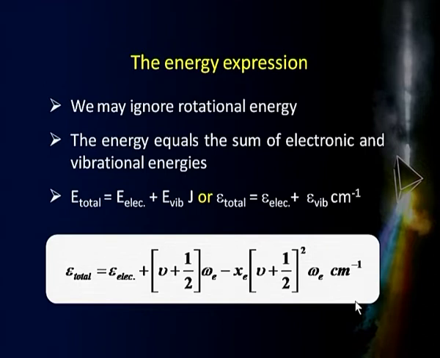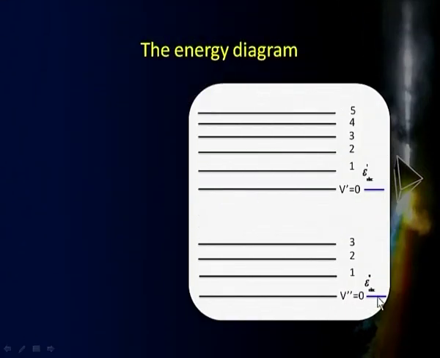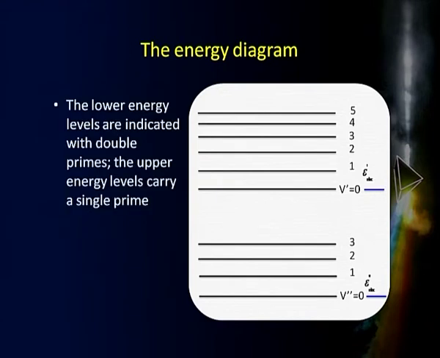If this is the energy expression, what is the energy level diagram? The energy diagram will look something like this, wherein this is my electronic ground state, this is my electronic excited state, and within each one of them there are the corresponding vibration energy levels. So, V is equal to 0, 1, 2, 3 and so on here also. Now, you have to make note of two things. First, the lower energy levels are indicated with the double prime, that is a matter of convention. That means this will be V double prime, this is V prime. Similarly, this will be E double prime and this is E prime. So, the upper levels carry a single prime, the lower levels carry a double prime, that is one thing we have to keep in mind.